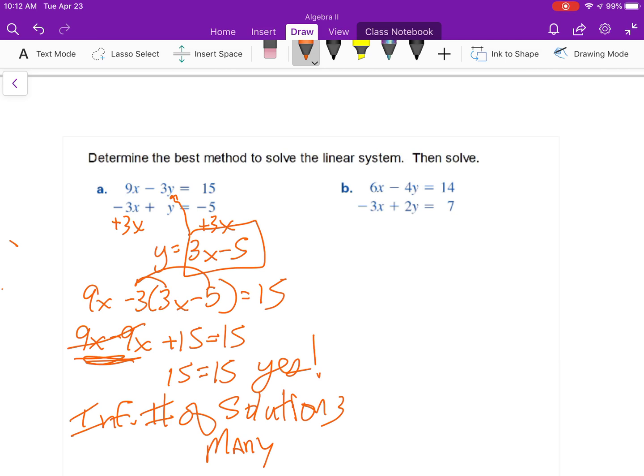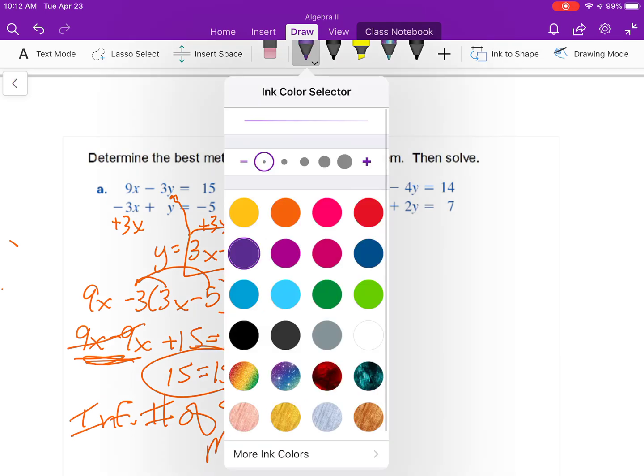If we were to do elimination, it would be like I would collapse both sides and they'd be equal to the same number. But this is true. 15 is always equal to 15. So yes, it's infinitely many solutions. Okay, I'll check the second one here.